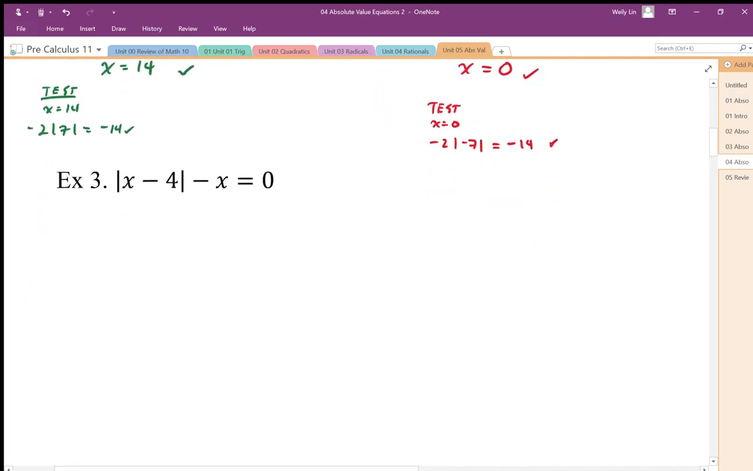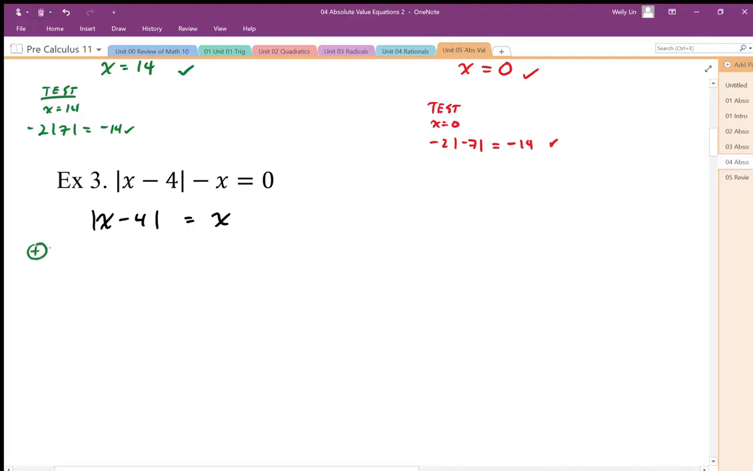Here, we have a variable on the outside. However, we still need to consider the same thing. Okay, so we have the x minus 4 absolute value. Well, that inside could be equal to the positive version of x or the opposite, negative version of x. Now, technically, we don't really know when we're talking about positive or negative.